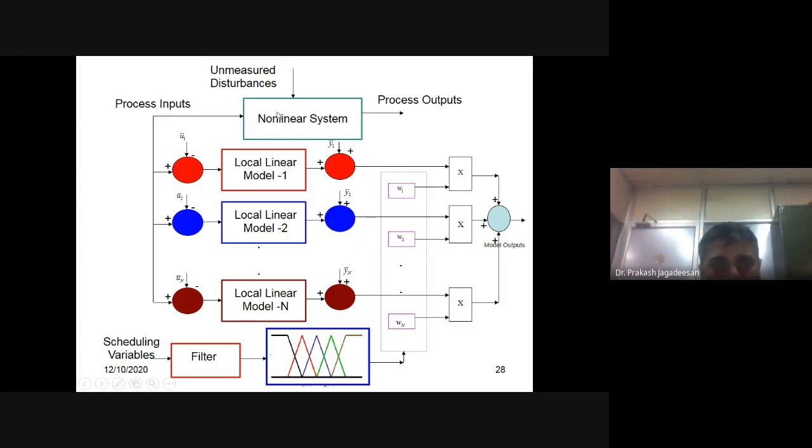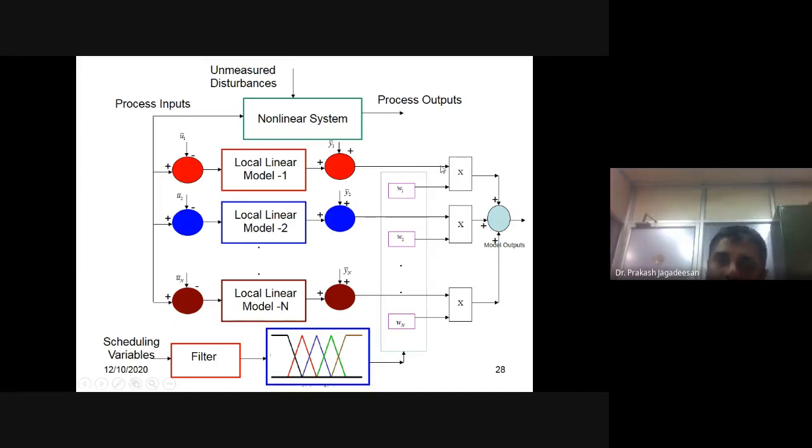So in order to approximate this nonlinear system, I'm using n local linear models. N models I'm using. I'm not using one neural network model. This local model could be a neural network model which will capture the dynamics around this operating point, u1, y1. This is my first operating point. I'll build a model around the first operating point, a model around the second operating point, a model around the nth operating point.